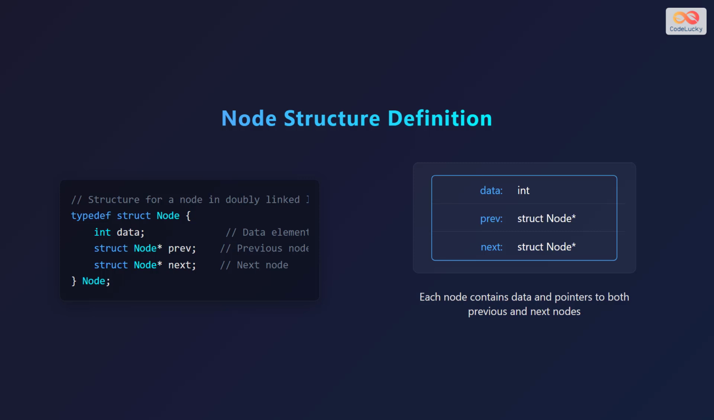This structure is defined using a type definition, so that you can refer to struct node as simply node. This bidirectional linking is what sets doubly linked lists apart, enabling efficient traversal in both directions.